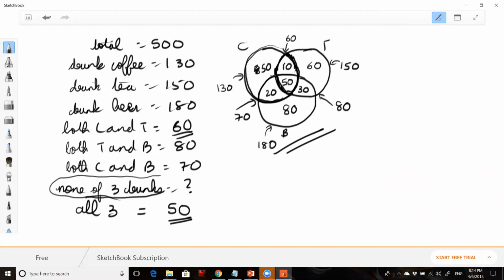The question asks you to find out how many students drink none of the three drinks. So if the question asks you to find none of the three drinks, I need what is outside. So I need to add up all these regions and subtract from the total, which is 500.